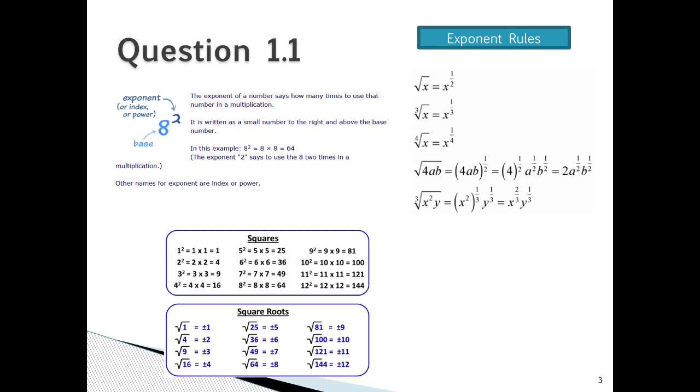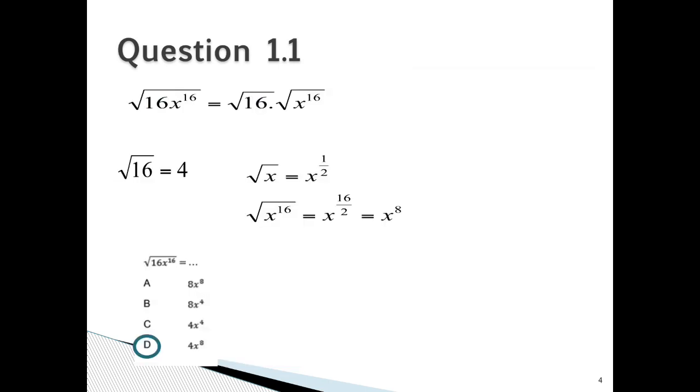The exponent rules are also extremely important. You need to know each one of them. In this example, the square root of 16x to the power 16 can equal the square root of 16 multiplied by the square root of x to the power 16. The square root of 16 is equal to 4, and the square root of x to the power 16 is equal to x to the power 16 divided by 2, which is x to the power 8. So the correct answer is D, 4x to the power 8.